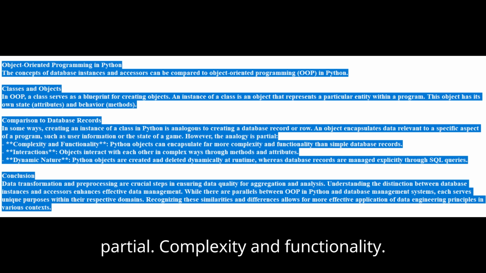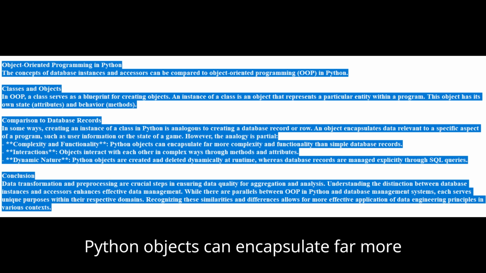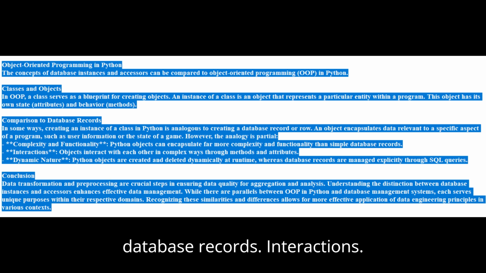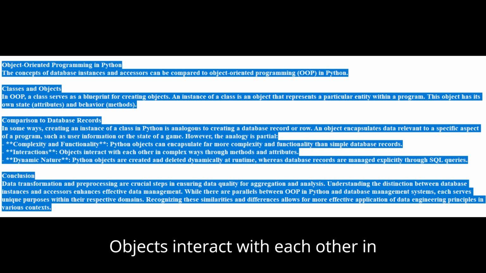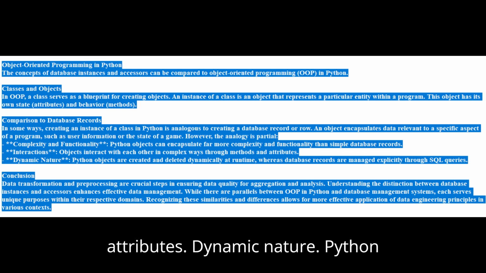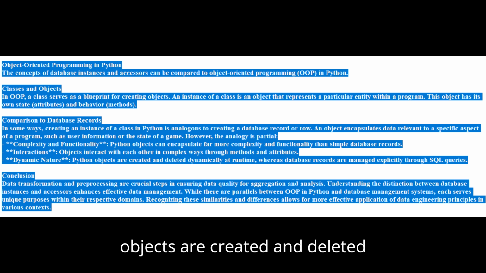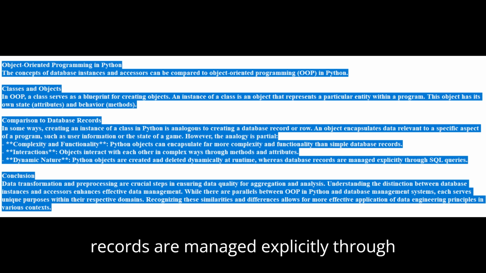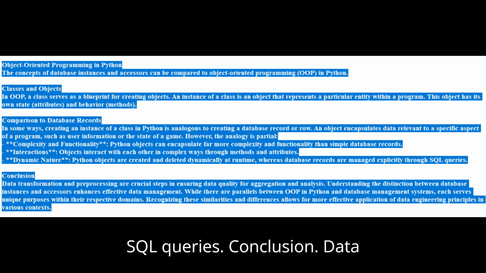Complexity and functionality. Python objects can encapsulate far more complexity and functionality than simple database records. Interactions. Objects interact with each other in complex ways through methods and attributes. Dynamic nature. Python objects are created and deleted dynamically at runtime, whereas database records are managed explicitly through SQL queries.